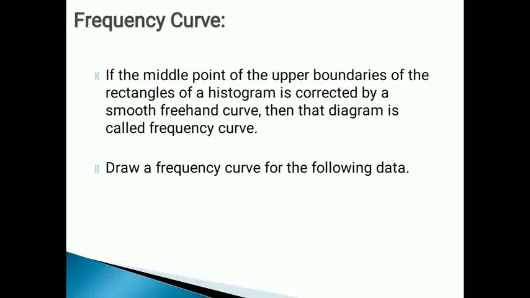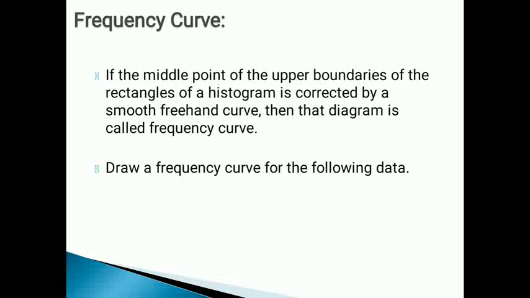Now the third type of graph is the frequency curve. If the midpoints of the upper boundaries of the rectangles of a histogram are joined by a smooth freehand curve: in a frequency polygon, we join the midpoints of the rectangles of the histogram by straight lines, and in a frequency curve we join these midpoints of all rectangles by a smooth freehand curve. Then the obtained diagram is called a frequency curve.